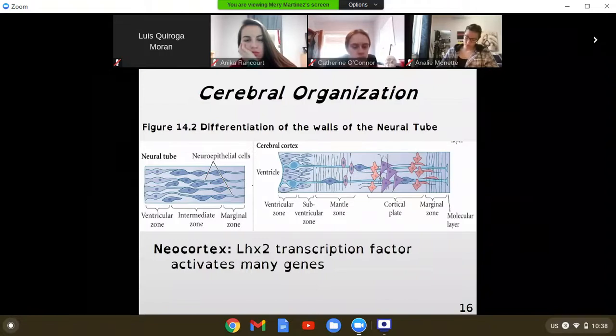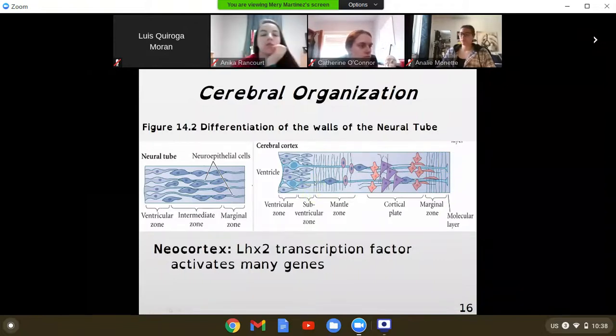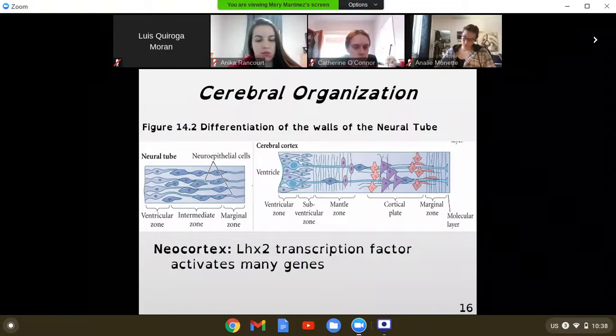The last level of organization of the neural tube is the cerebral organization. In here, the three-zone arrangement of the neural tube is also modified in the cerebrum, and is called the cerebral cortex. This is what we have in this zone over here. The cerebrum is organized both vertically and horizontally. It's not just horizontally. In this case, it's also vertically, and we're going to see that in one slide in a couple of minutes.